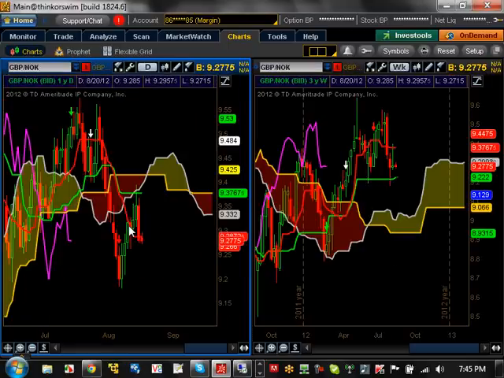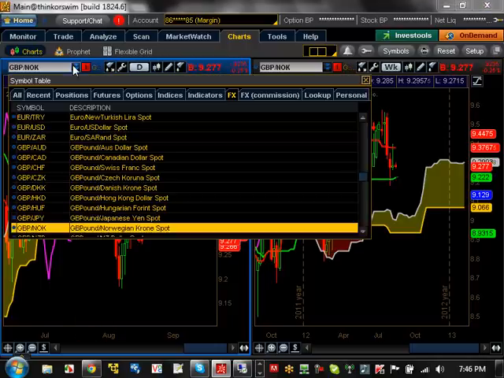Pound NOK, major resistance level bounced off was 37.67. Major support level is going to be basically around 22.20 on this one.